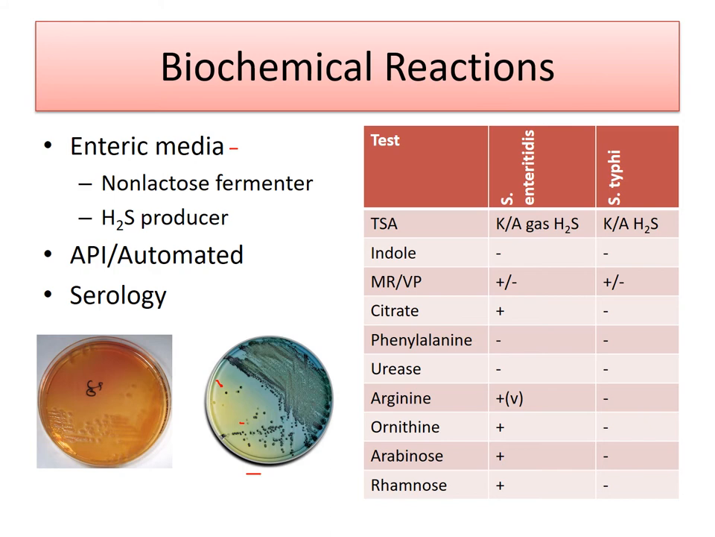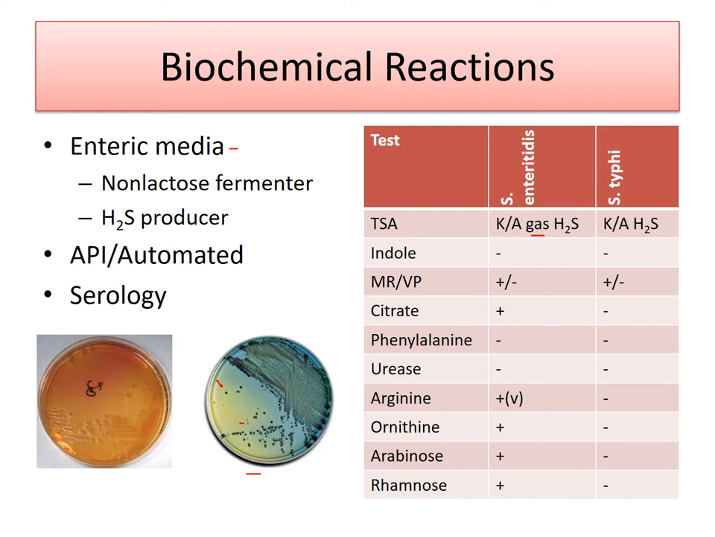So once you get your identification, you're going to look at it to be able to differentiate between Enteritidis and typhi. What are some of the things that you're going to see? Well, in your basic tubes, typhi doesn't tend to produce gas. So that's in your TSI, triple sugar iron. This is your triple sugar agar. So this is the one where Salmonella does produce gas, but typhi tends not to produce gas.